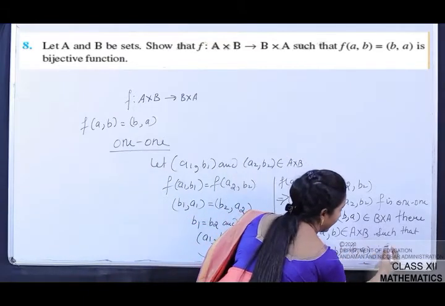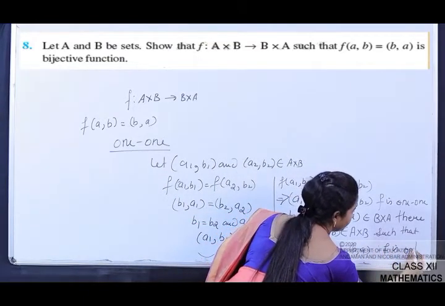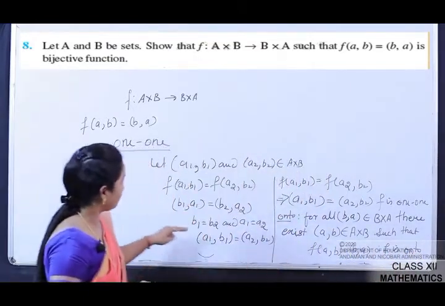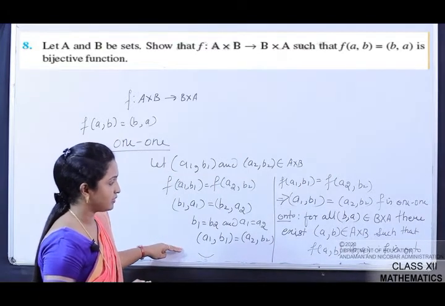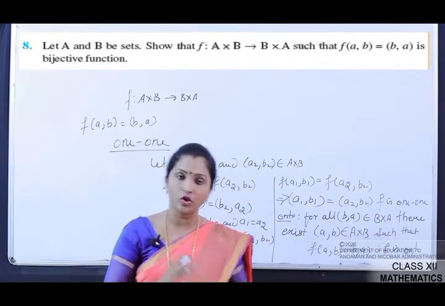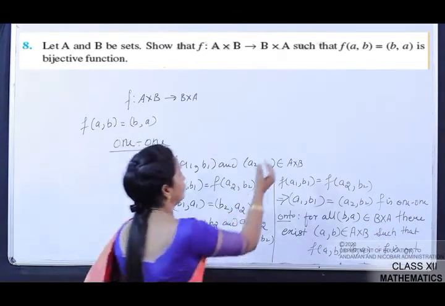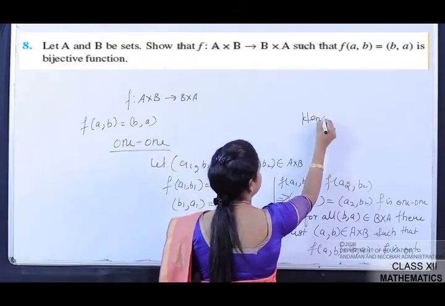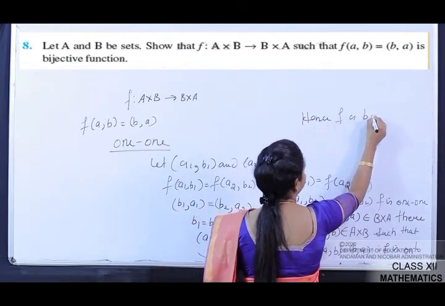Therefore f is onto. So you have proved f is 1 to 1 and you also proved f is onto, and finally you can say that f is both 1 1 and onto, hence you can say that f is bijective.